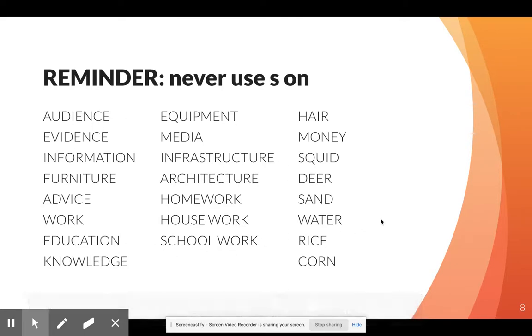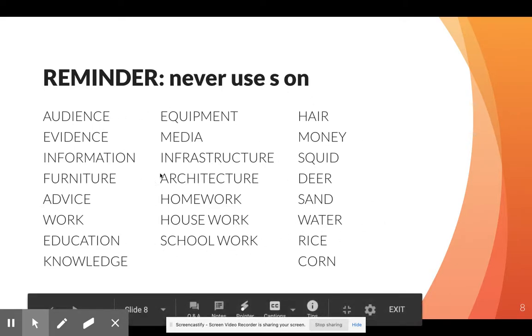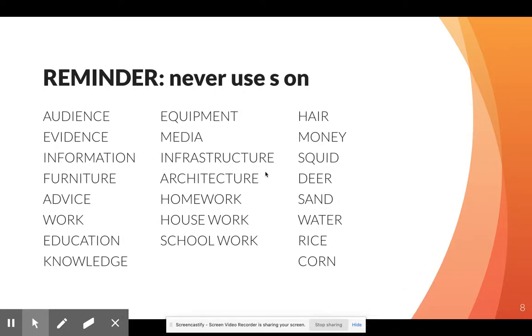Okay, I hope that helps you understand a little more about when we should place that S on the end of our plural nouns and when we shouldn't.